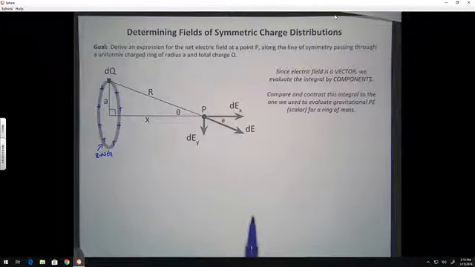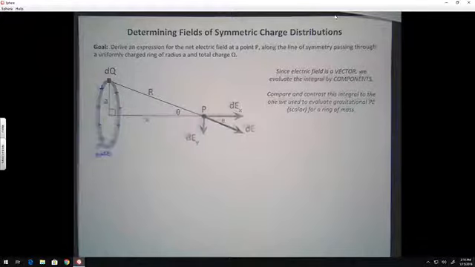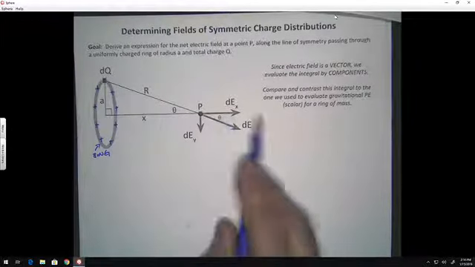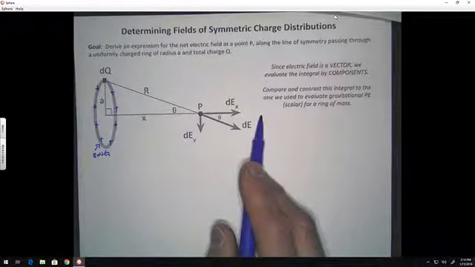Probably, before we get into the math, you could think about this, and you could say, well, I would expect the electric field to be very strong if I'm close, and it should get weaker as you get farther away. That would be pretty reasonable, so hopefully our answer will show that too.